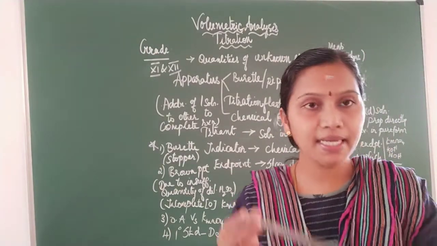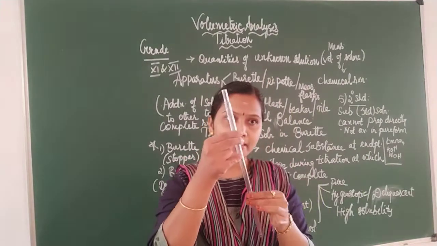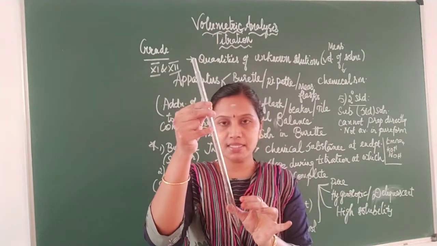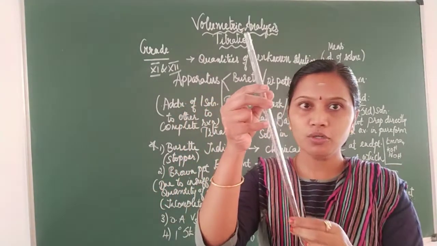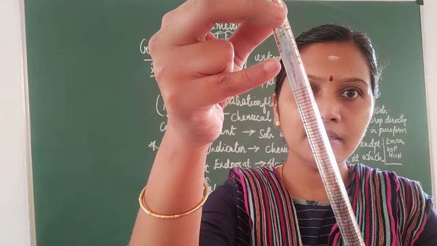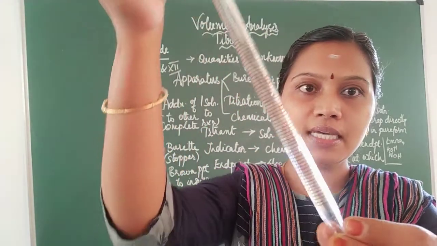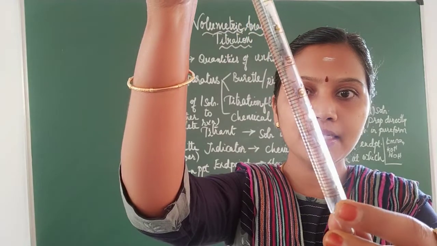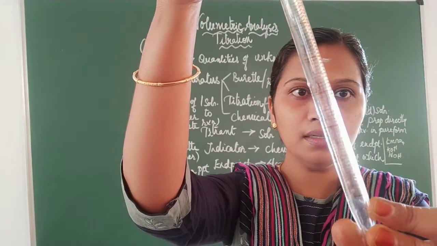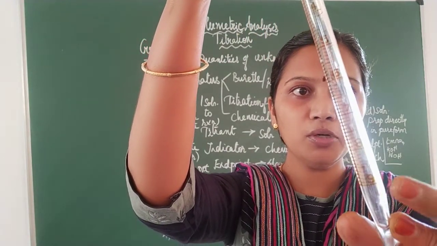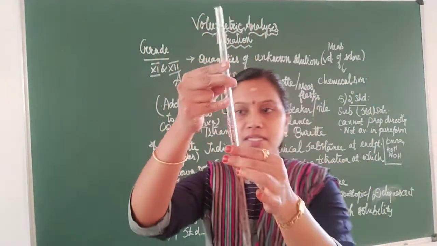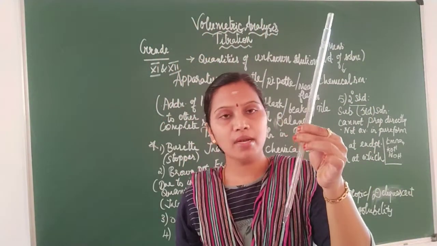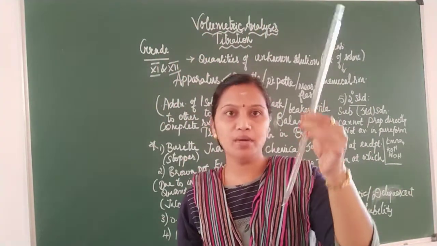So what is the second apparatus? Our second apparatus is called a pipette. See, in the pipette also you will be able to see the graduations. This is a 10 ml pipette. You can see the 9 graduations over there. Can you see? Yeah, you are able to see 9 graduations. So this is a 10 ml pipette. You have a 1 ml pipette, a 5 ml pipette, a 2 ml pipette.